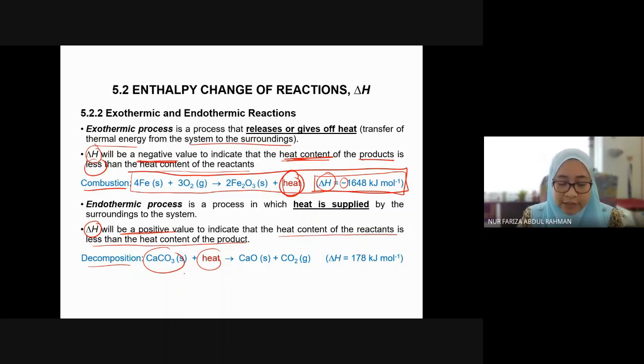It cannot happen, because heat is needed for decomposition reaction, heat is needed to break down the bond. The heat is used to break down the bond. Okay, alright. So it will decompose, forming CaO and CO2. Okay, so this is the amount of heat required. Alright, okay.